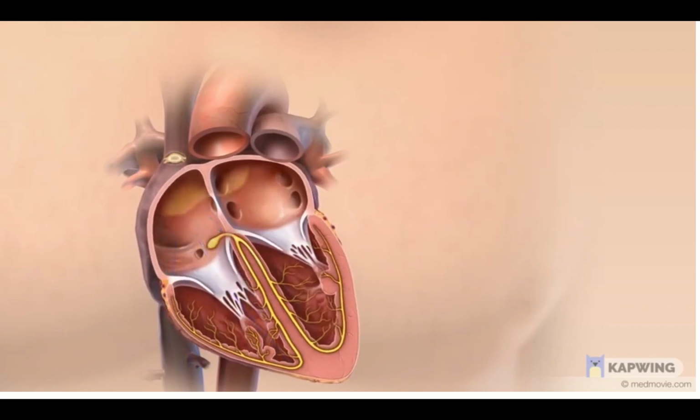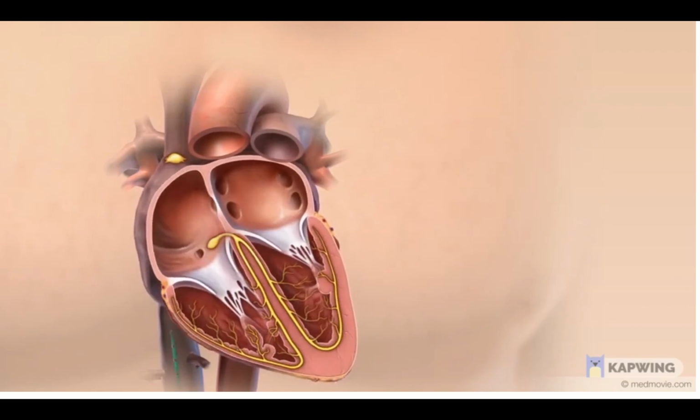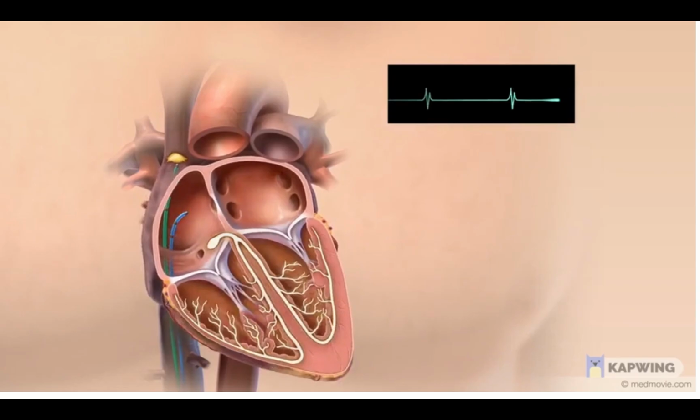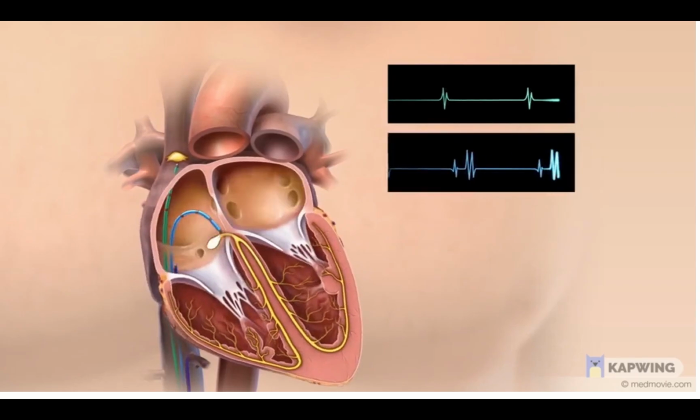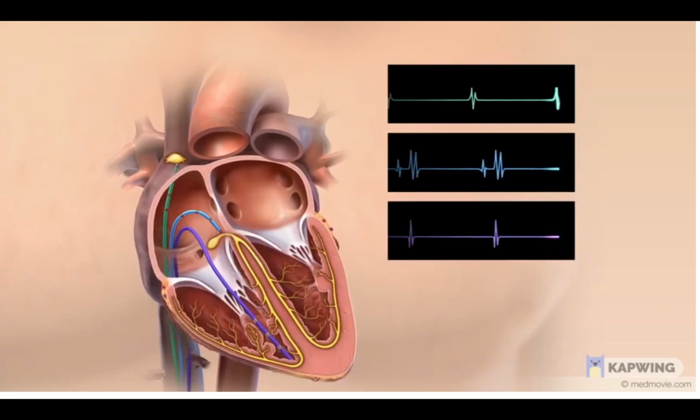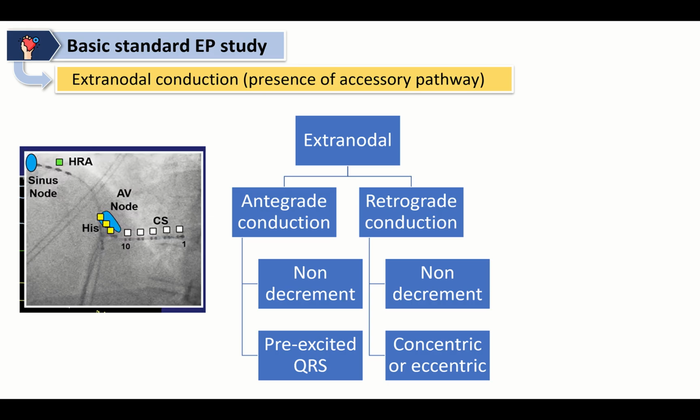Then we will start pacing, atrial pacing, to assess antegrade conduction. Then ventricular pacing to assess retrograde conduction. Then to discriminate, is it extranodal accessory pathway conduction or is it nodal conduction. Golden rule: when we do the EP study, we confirm the presence of extranodal conduction, accessory pathway. In antegrade conduction, it is non-decremental conduction, fixed AH, AV time.